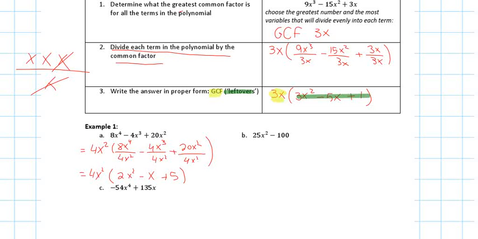So 25x squared minus 100, your common factor would be 25. Do I have any common letter? And I will have x squared minus 4 left.